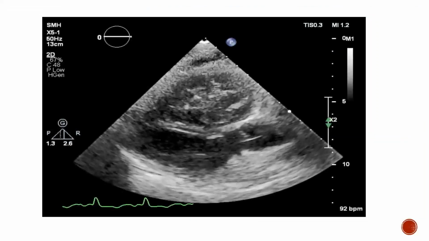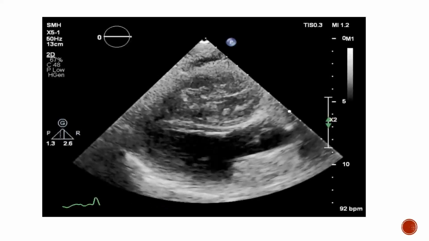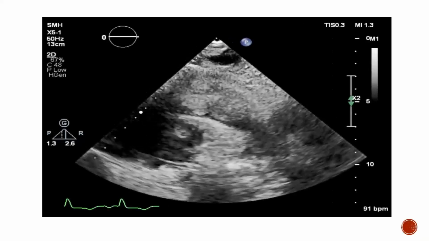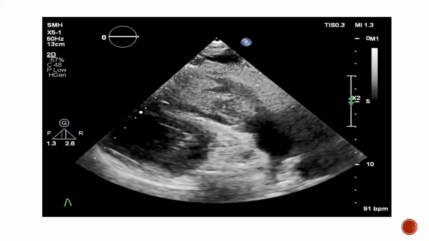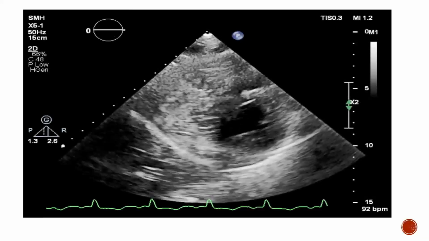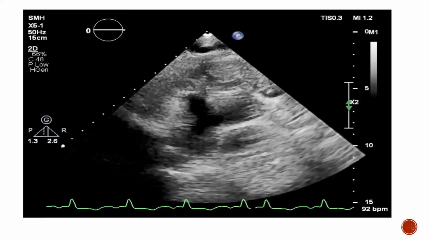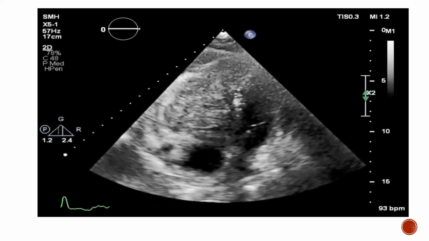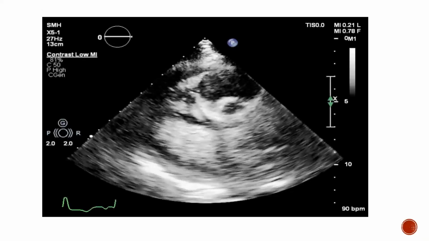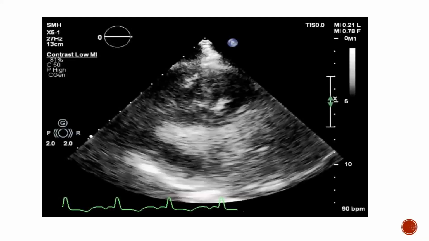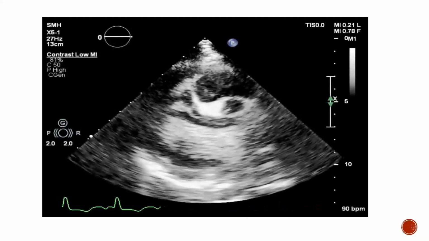Another case, as you can see, there is a big mass in the right ventricle, and that mass is a heterogeneous mass. It's occupying almost the whole RV outflow. As you can see, this is a sweep. And when giving contrast, this mass seems to be getting some contrast, which means that it may be a partially vascularized mass.